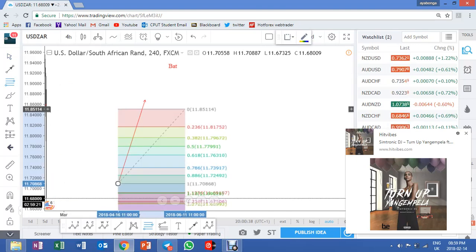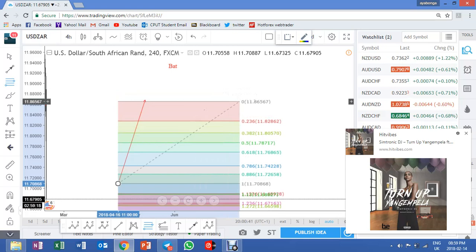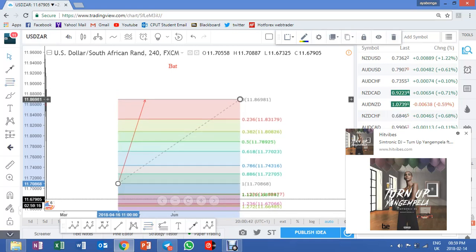You extend it from your point X to your point A, there at the top, from the bottom to the top. And then this is how you plot your B.